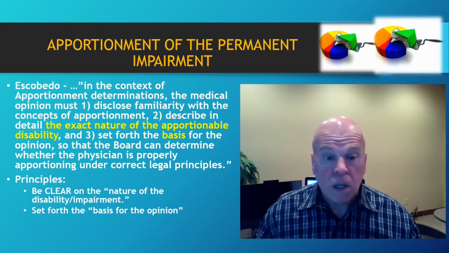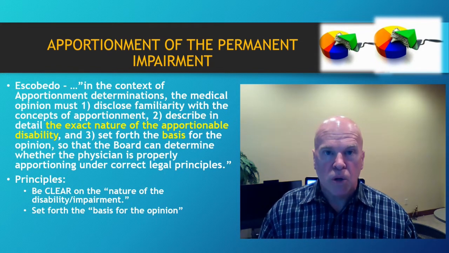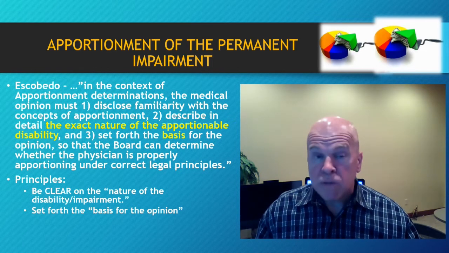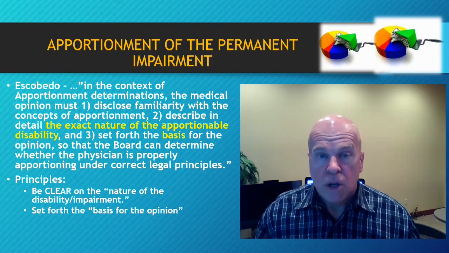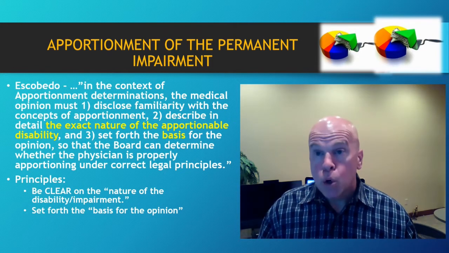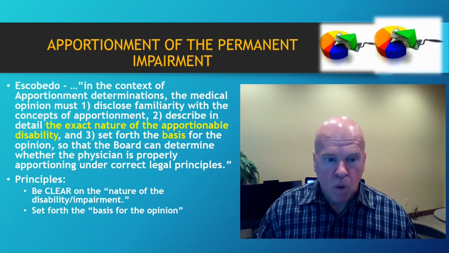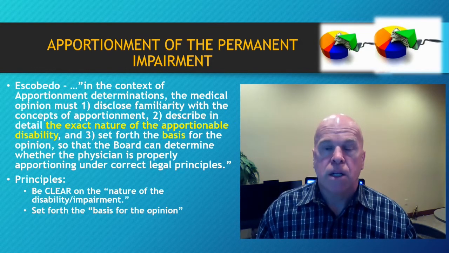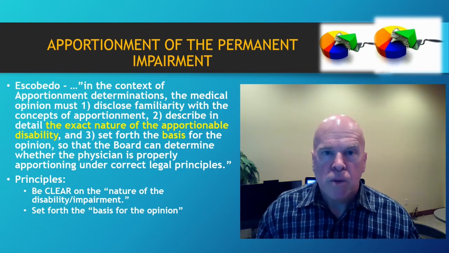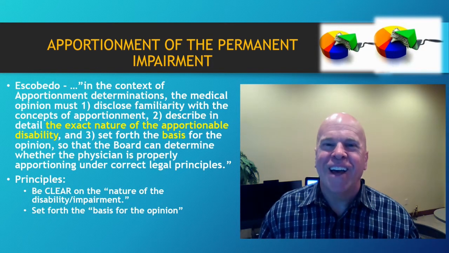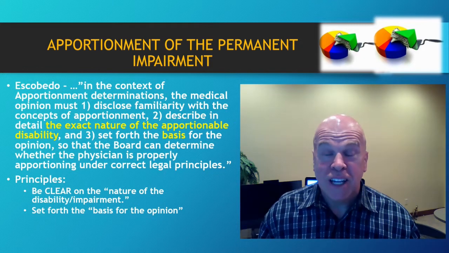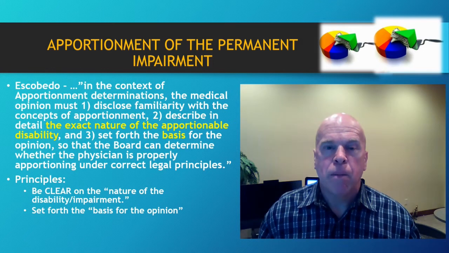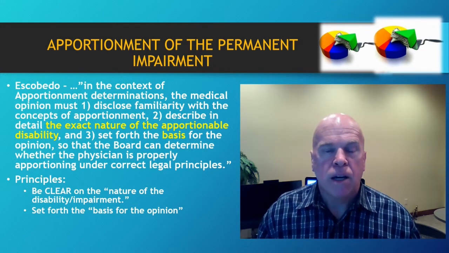Principle number 1 is to be clear on the nature of the disability or the impairment, and get that argument in your report fully established in advance before beginning to consider the apportionment of that disability or impairment. And then number 2, you must set forth the basis for your opinion. In other words, the parties, when you offer your opinion, the parties are like little kids. When you tell a little kid something, the little kid always responds with, well, why? Well, why, Daddy, or why, Mommy? Or how, Daddy, or how, Mommy?